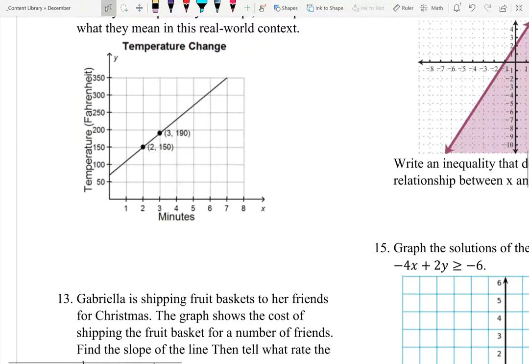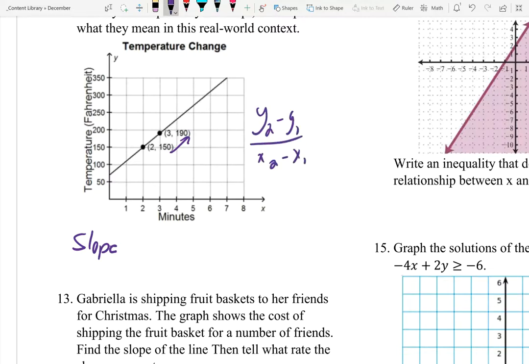All right. So the slope of this line I can find by looking at these 2 points. So from 150 to 190, that's an increase in 40 for the y's, right? Remember, slope is just y2 minus y1 over x2 minus x1. But if you just do the math in your head, 190 minus 150, right?